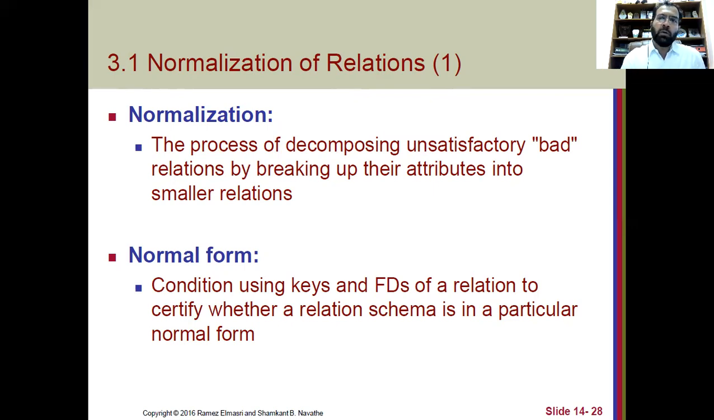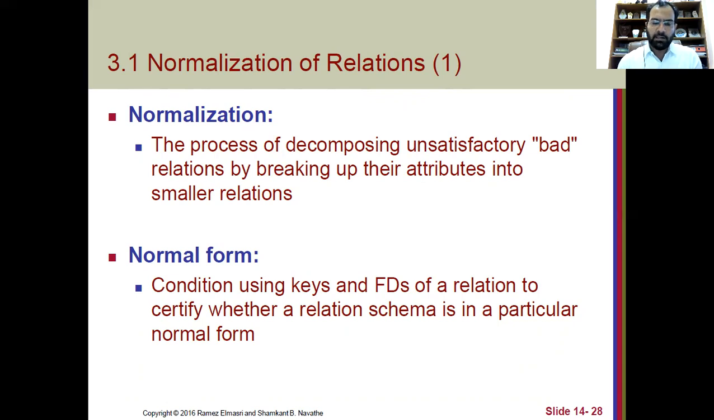So what happens in this process? When we apply this process of normalization, whenever there are any anomalies in the given relations, that relation or table is decomposed into two or more relations. That is the output whenever we apply the process of normalization. And what is a normal form? Normalization is a process. Normal forms you can define as a condition using keys and functional dependencies of a relation to certify whether a relation schema is in a particular normal form.